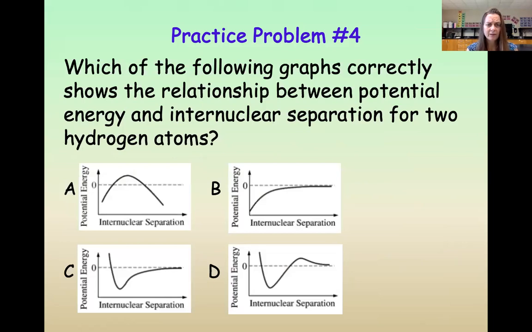All right, which of these graphs correctly shows the relationship between potential energy and internuclear separation for two hydrogen atoms? Well, we saw this graph earlier, and this one would say that as they get closer together, potential energy increases. We know that's not the case, so it can't be A or B. So we're down to C or D, and you hopefully will remember that as these two get closer together, their potential energy decreases. At the bottom of the curve is where the bond forms. This is the lowest possible potential energy, and this is the length of the bond. So it's C.